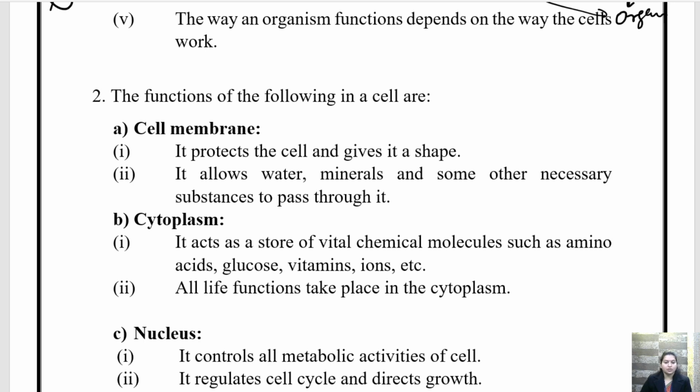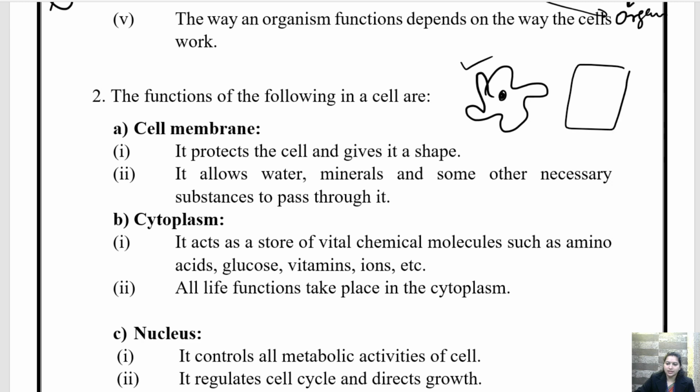Okay, so cell membrane. Yes children, what is the function of a cell membrane? We know it is the outer covering of a cell. So if it is the outer covering, it will protect the cell, first thing. Second, जैसा cell membrane का shape होगा वैसा ही उस cell का shape होगा. ठीक है? For example, if the cell membrane is like this, the structure of the cell will be like this same. Getting it? So the cell membrane, first of all, protects the cell, and second, gives it a shape.